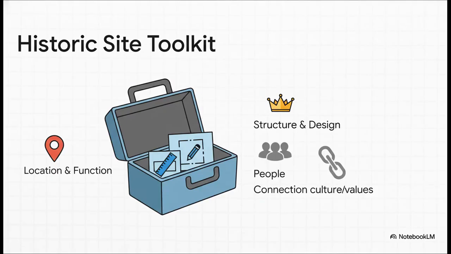So here's your toolkit. This is your cheat sheet. For whatever historic site they throw at you in the exam, the examiners want you to analyze these things. Why is it located there? What was it actually for? How does its design show you what Elizabethans cared about? Who built it? Who lived there? And how does it connect to all the big events we've just been talking about?